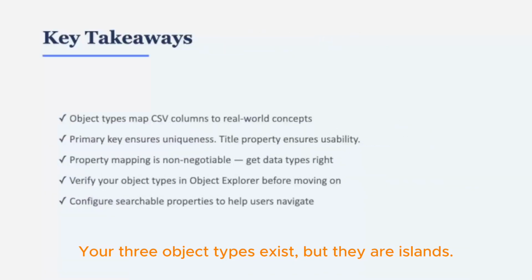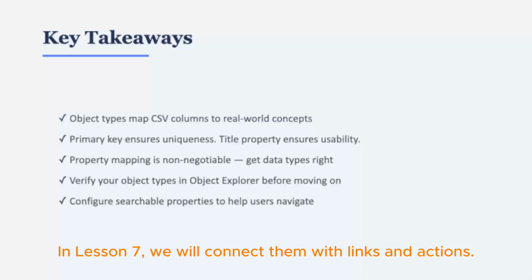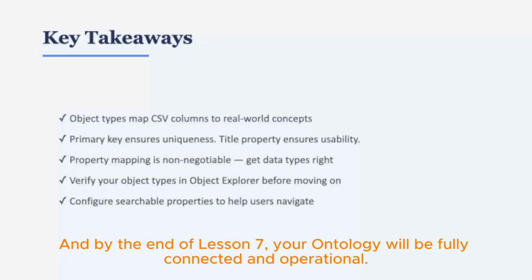Your 3 object types exist, but they are islands. They don't know about each other. In Lesson 7, we will connect them with links and actions. And by the end of Lesson 7, your ontology will be fully connected and operational.